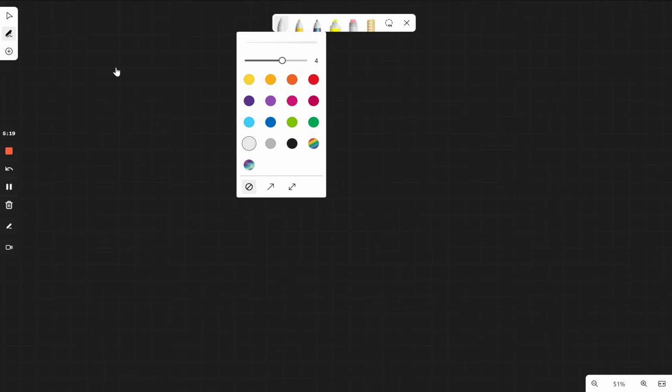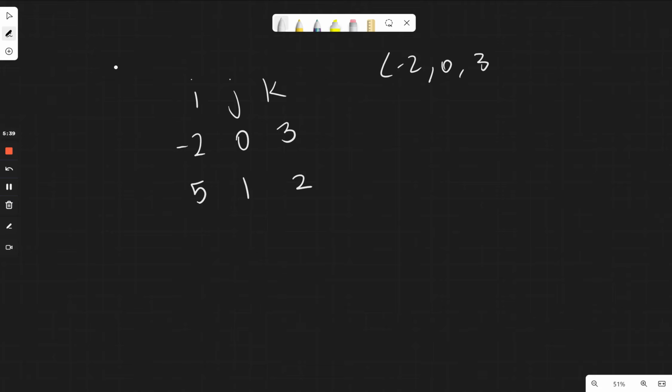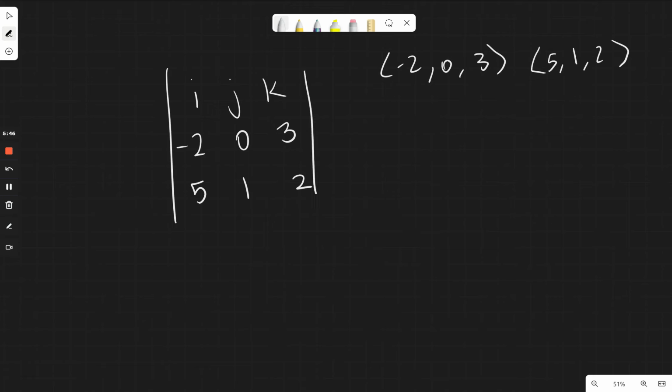So in this case, it's very, very similar. We have I, J, K this time because it's 3 dimensions. And let's use some simple numbers like negative 2, 0, 3, 5, 1, 2. Okay, these are going to be our vectors: negative 2, 0, 3, and 5, 1, 2. We need to find the normal vector. We just take the determinant of this.